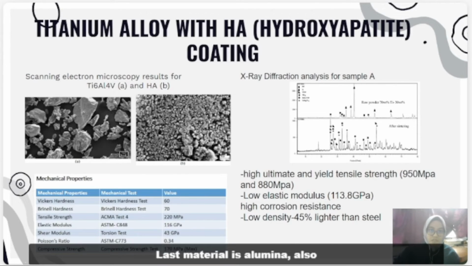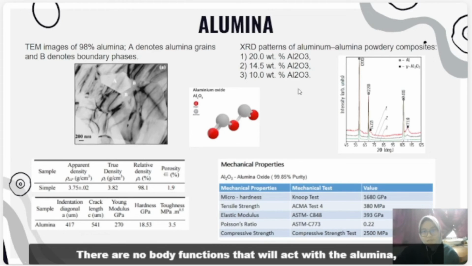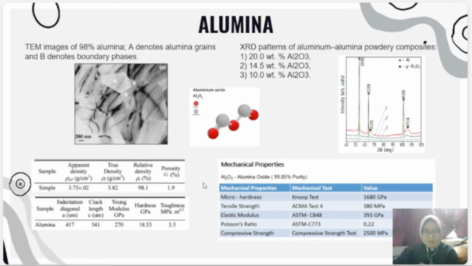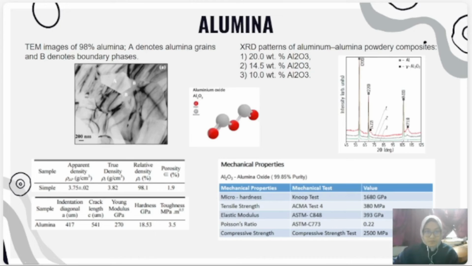Next material is alumina, also known as aluminium oxide. This image of alumina we get from TEM, transmission electron microscope, and they use XRD for its chemical content. There are no bodily functions that react with the alumina, hence the excellent biocompatibility. The fact that alumina is a compound of aluminium and oxygen should not be the cause for concern, because it is bioinert.